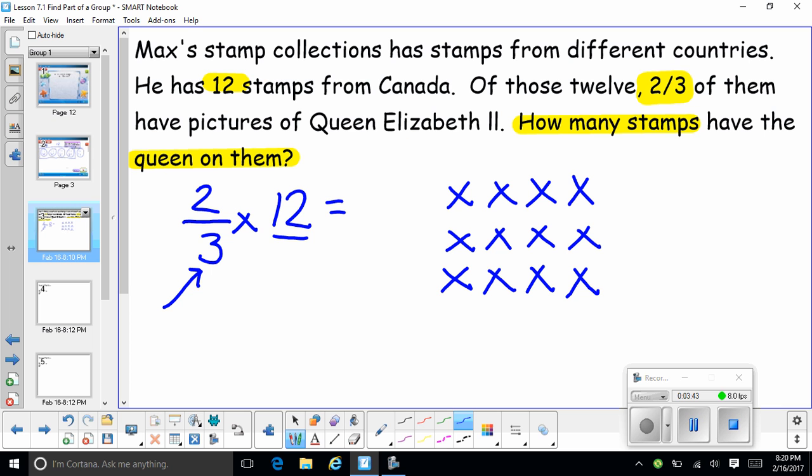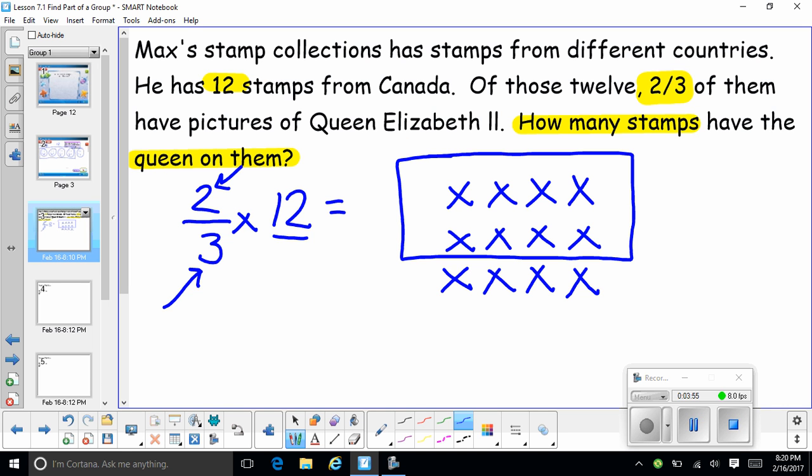Now that I have 12 here, I want to take a look at my numerator. And I want to box off 2 of the lines. I'm going across. So now I have 4 here, I have 4 here, and so the total stamps with the Queen on them are going to be 8.